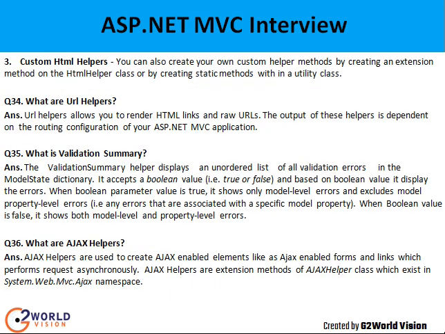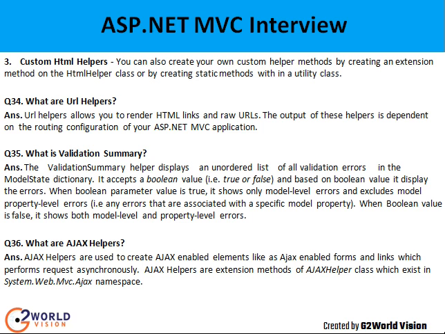Custom HTML helpers. You can also create your own custom helper methods by creating an extension method on the HtmlHelper class by creating a static method. What are the URL helpers? URL helpers allow you to render HTML like a raw URL. The output of this helper is dependent on the routing configuration of your ASP.NET MVC.